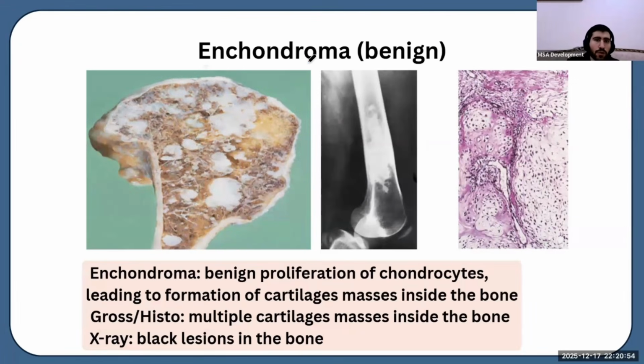Now we have enchondroma. Okay, the bone is either made of bone cells or cartilage cells.